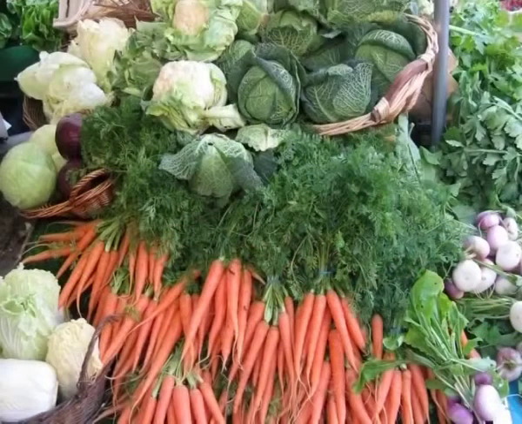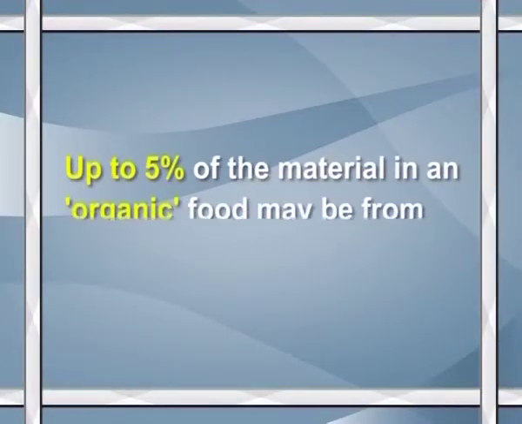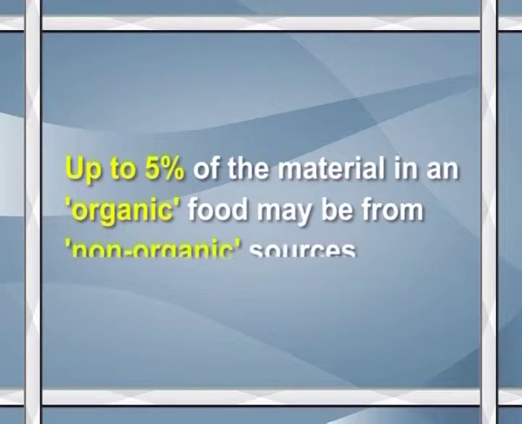In comparison, it is virtually impossible to differentiate between organic and conventionally produced foods, and the labeling requirements for them are also far less stringent. Up to 5% of the material in an organic food may be from non-organic sources.